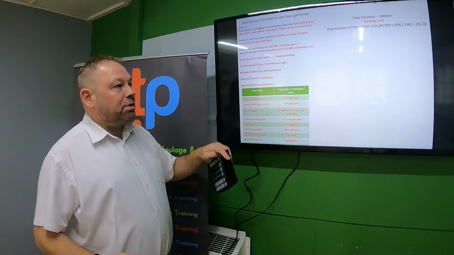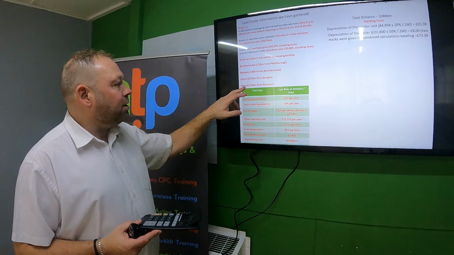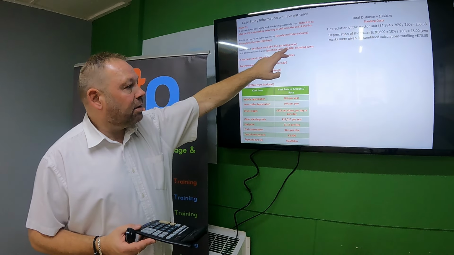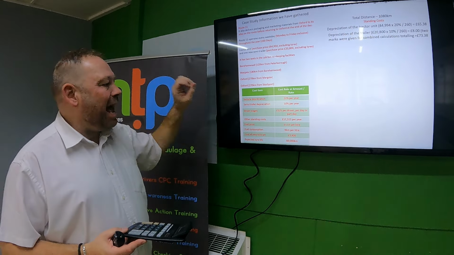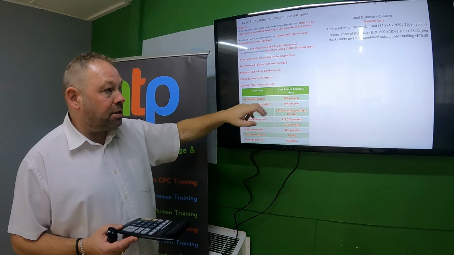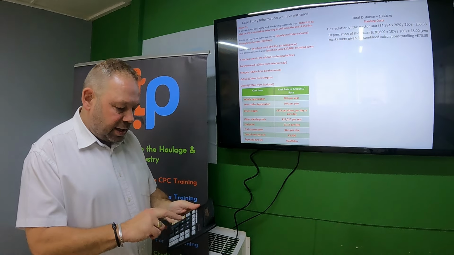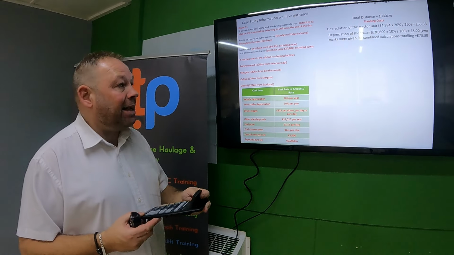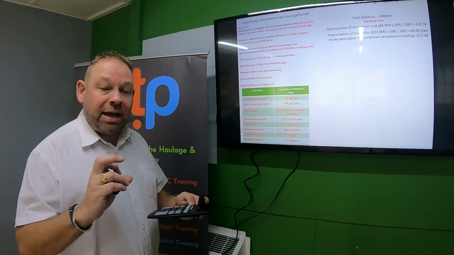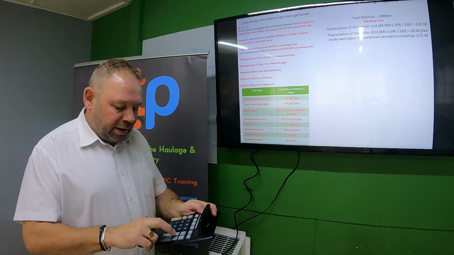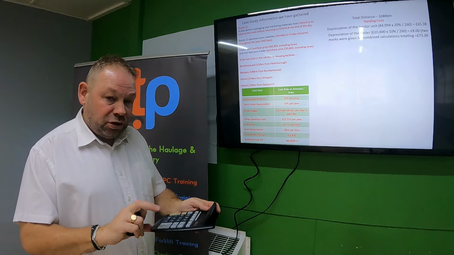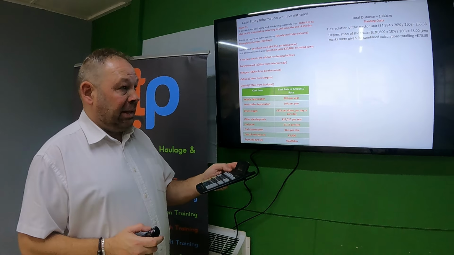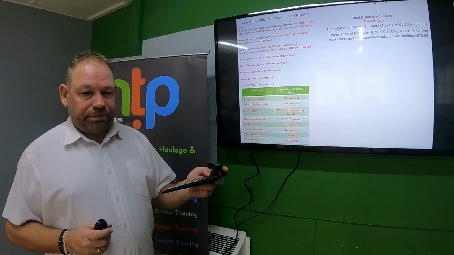Next one down, semi-trailer. So depreciation of the trailer. Same calculation, £20,800 multiplied by 10% this time, not 20%. So 20,800 multiplied by 10% gives us 2,080. That's for the year, for the annual. Divide that by 260, the utilisation, gives us £8.